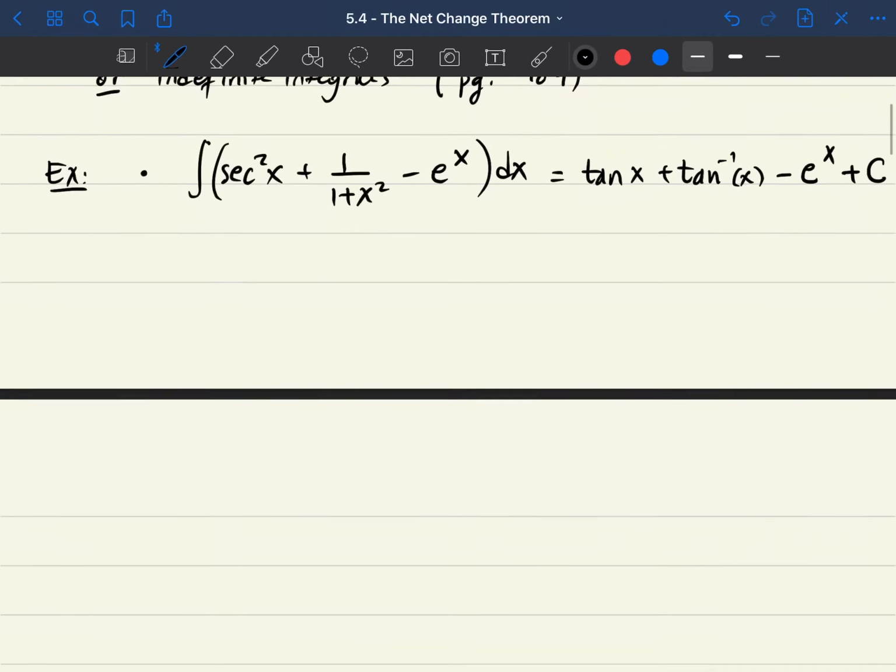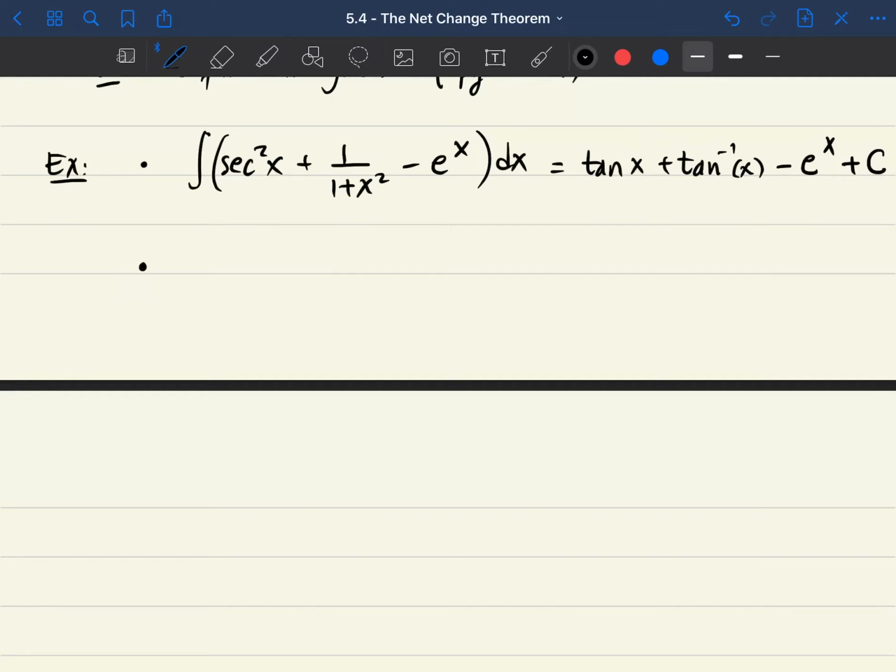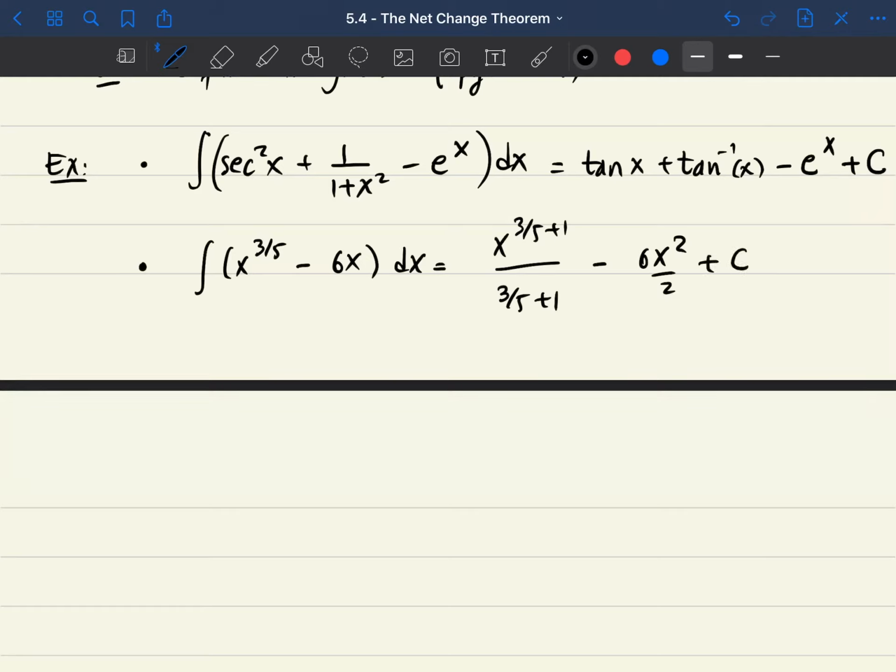Okay, or for example, if you want to use the power rule, if you have a question like the integral of x to the power of 3/5 minus 6x dx, this is equal to, remember, if you use the power rule for integrals, you have x to the power of 3/5 plus 1 over 3/5 plus 1 minus 6x squared over 2 plus c, and so on. So you should be able to at least solve questions of this sort.